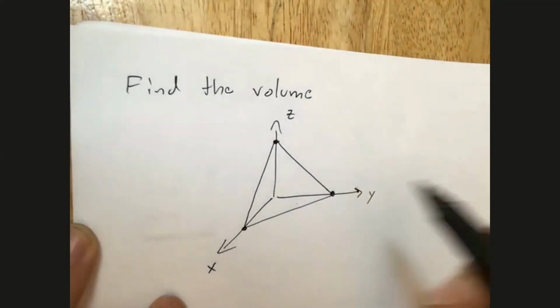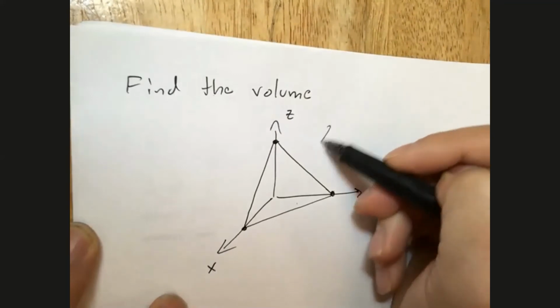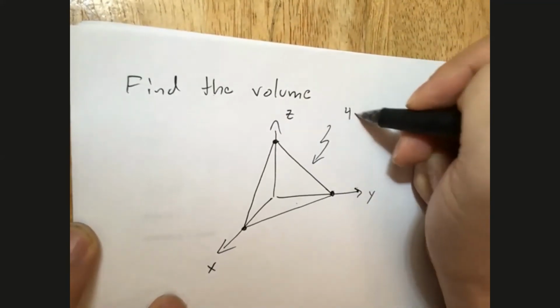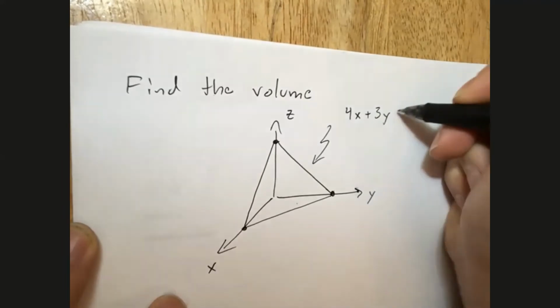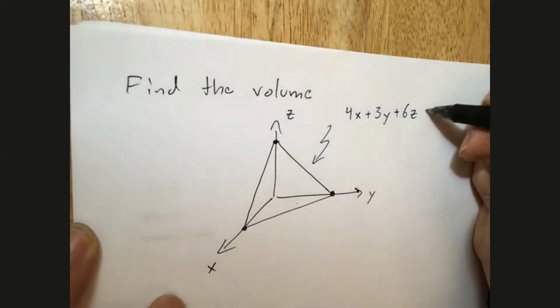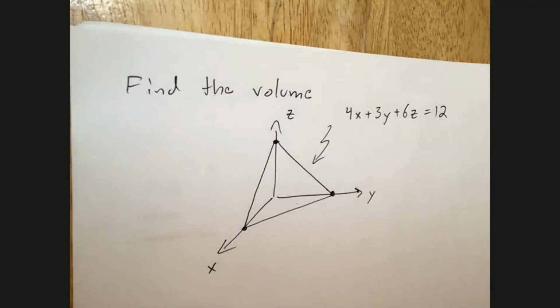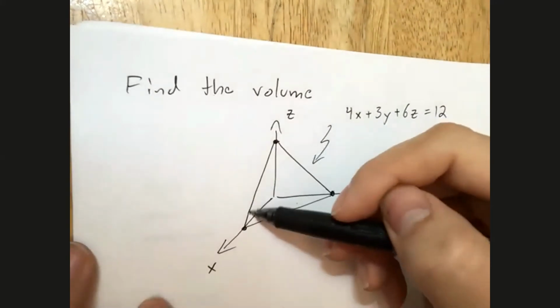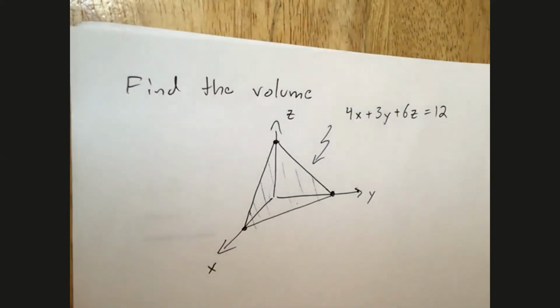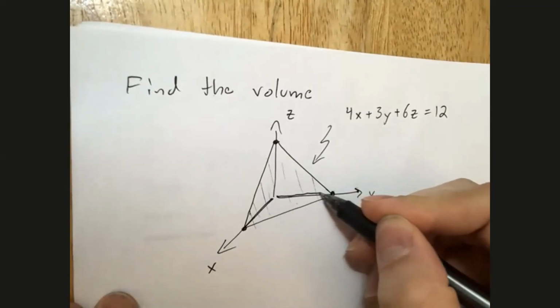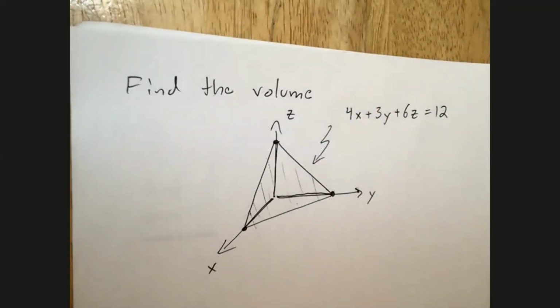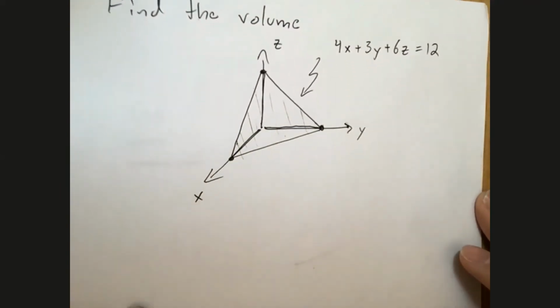So let's say that this is the plane 4x plus 3y plus 6z equals 12. Okay. And what I want to do is find the volume inside of there. So you see you get this, it's kind of like a tetrahedron. It is a tetrahedron. It's not a regular tetrahedron. Not all sides are the same dimensions, but it's a four-sided figure where each side is a triangle. Okay. And I want to find the volume.